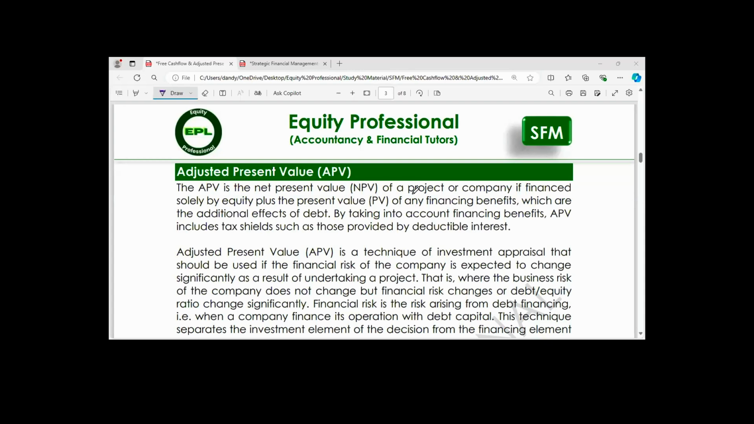It is a technique whereby the cash flow from operation is separated from the cash flow from financing, and each of them is now appraised independently. Generally, the cash flow from operation represents the base case NPV. Of course, the normal thing you do when you want to calculate your NPV. So that is the base case NPV. When you talk about base case NPV, it assumes that the company is only financed with equity. Okay, there's nothing like debt. So that's base case NPV.